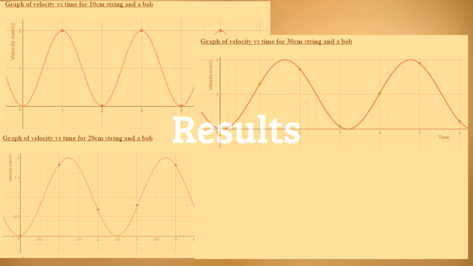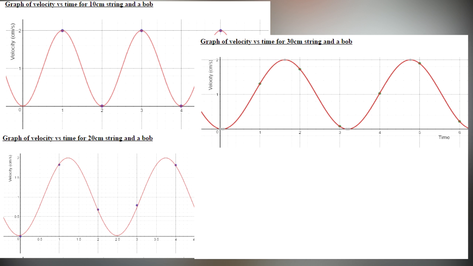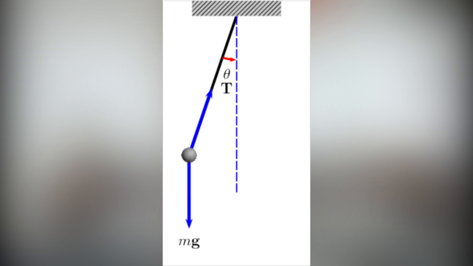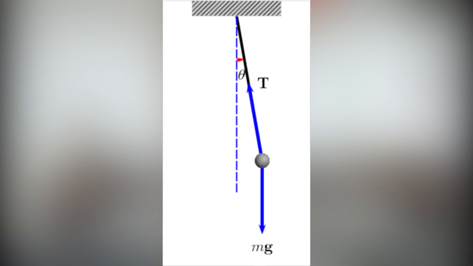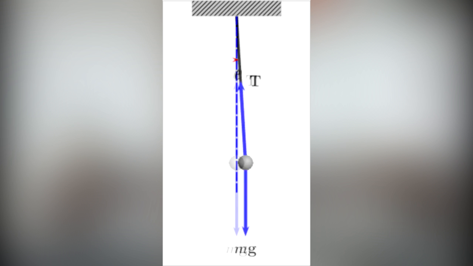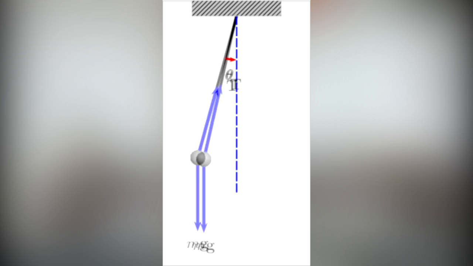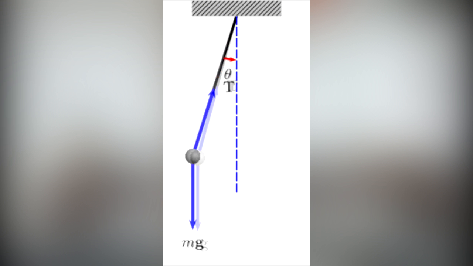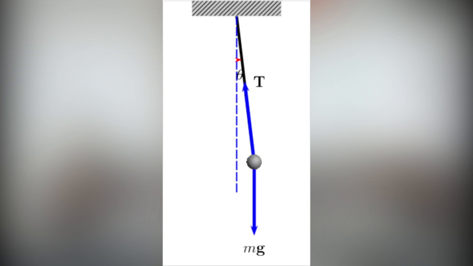The swinging of the bob from left to right gives us a graph that looks like a sinusoidal. This is because when the bob swings away from the equilibrium position, the velocity decreases, and when the bob swings closer to the equilibrium position, the velocity increases.